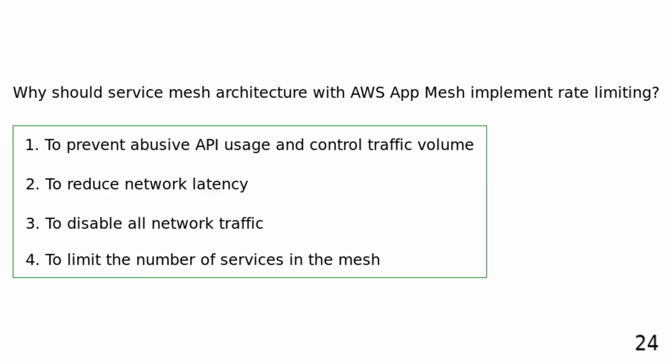Why should service mesh architecture with AWS App Mesh implement rate limiting? To prevent abusive API usage and control traffic volume. To reduce network latency. To disable all network traffic. To limit the number of services in the mesh.